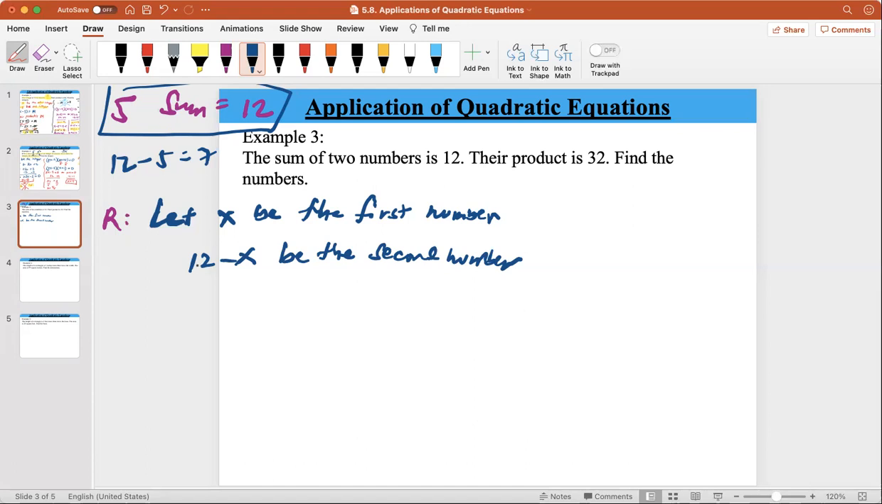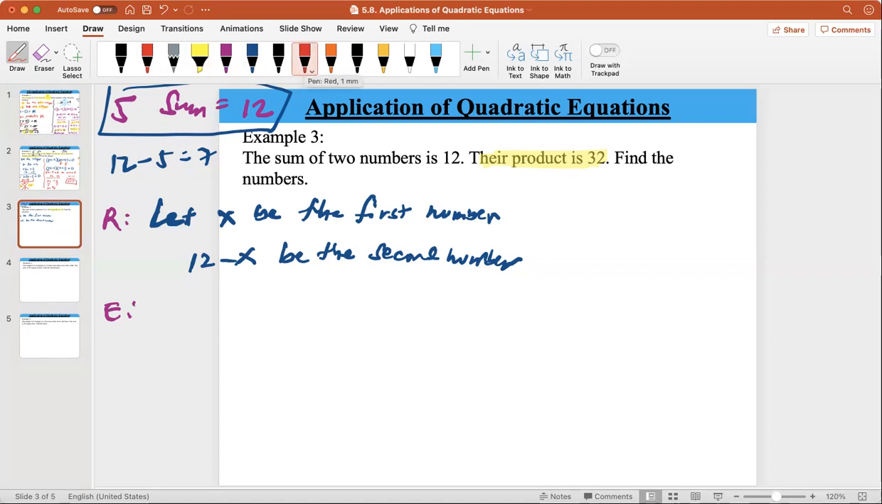12 is the sum. All right, so we're done with that. I hope that's clear. Now let's have the equation. We can get the equation by using this. Their product is 32. Okay. Let me write that here.